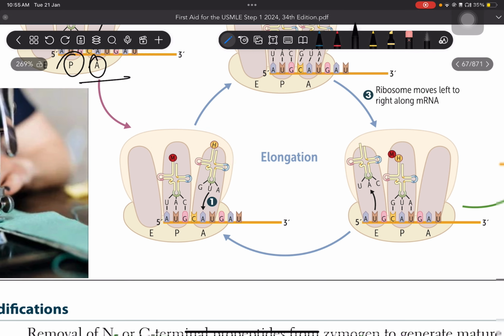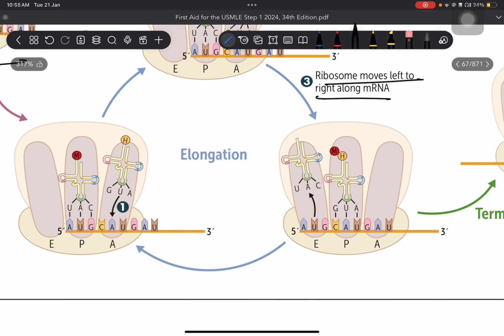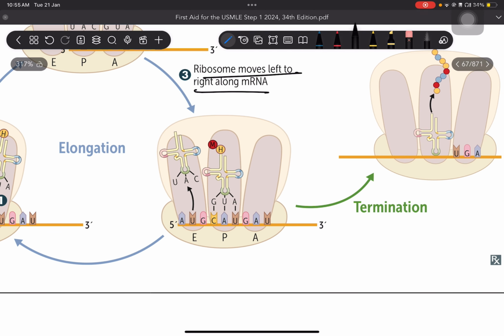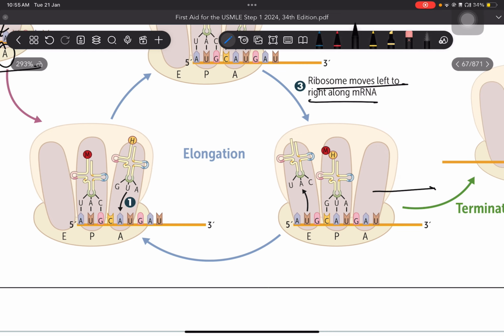See, a new amino acid will come. The ribosome moves from left to right along the mRNA, and this forms the peptide chain. See, elongation, peptide chain.